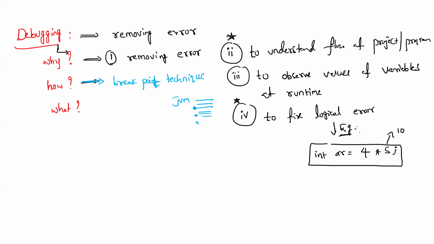I'll show it with one example. As of now, just understand the theory. That's how we apply the breakpoint technique to debug. Then who is stopping the JVM flow when a breakpoint is applied?